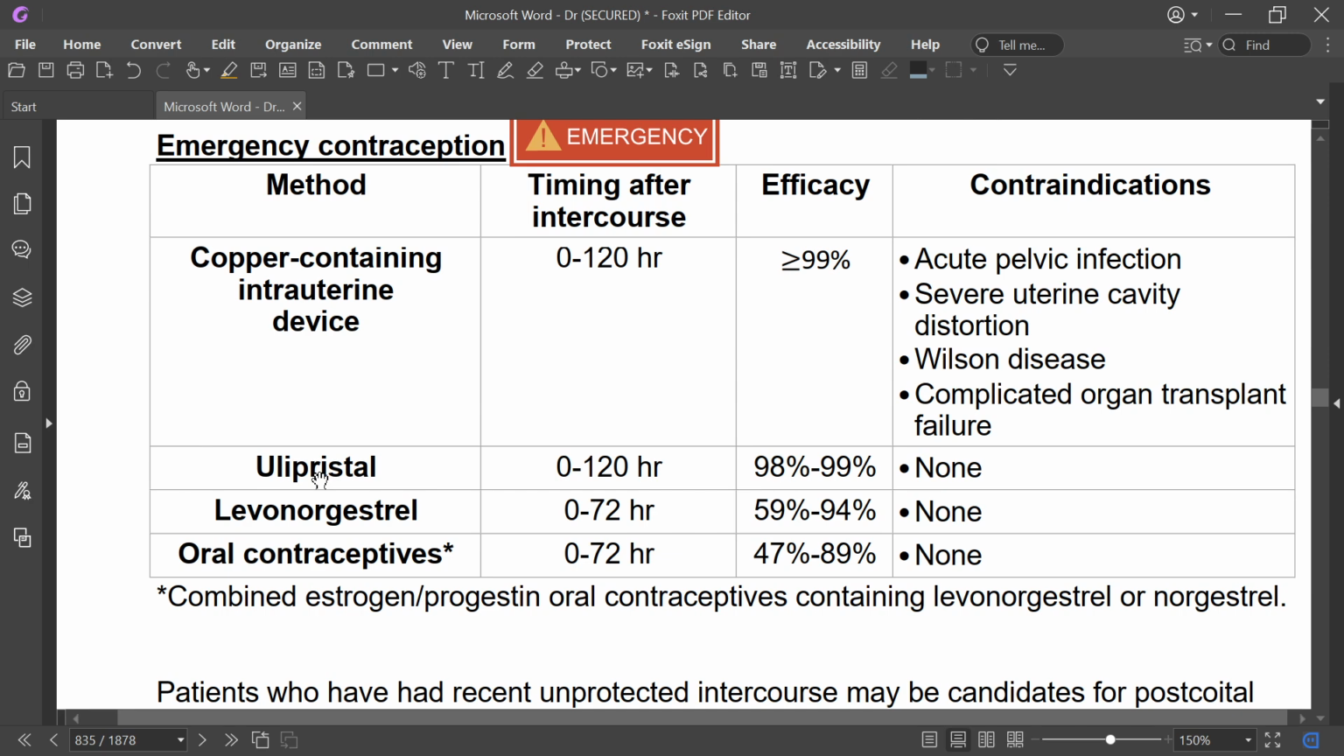These are the emergency contraceptives: copper IUD, 0 to 120 hours after intercourse, with more than 99% efficacy. Ulipristal has the same efficacy, 0 to 120 hours. Levonorgestrel, 0 to 70 hours. OCP, 0 to 72 hours.